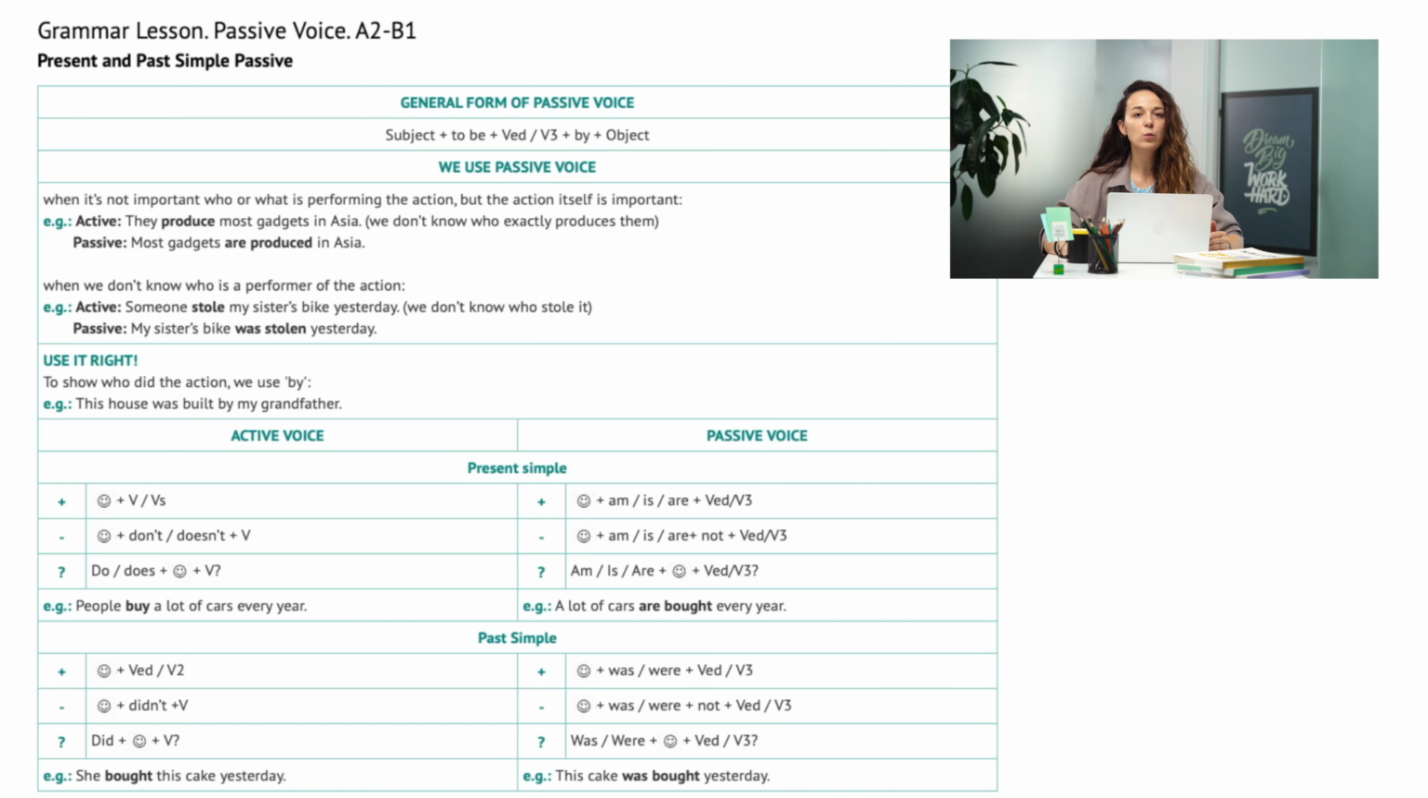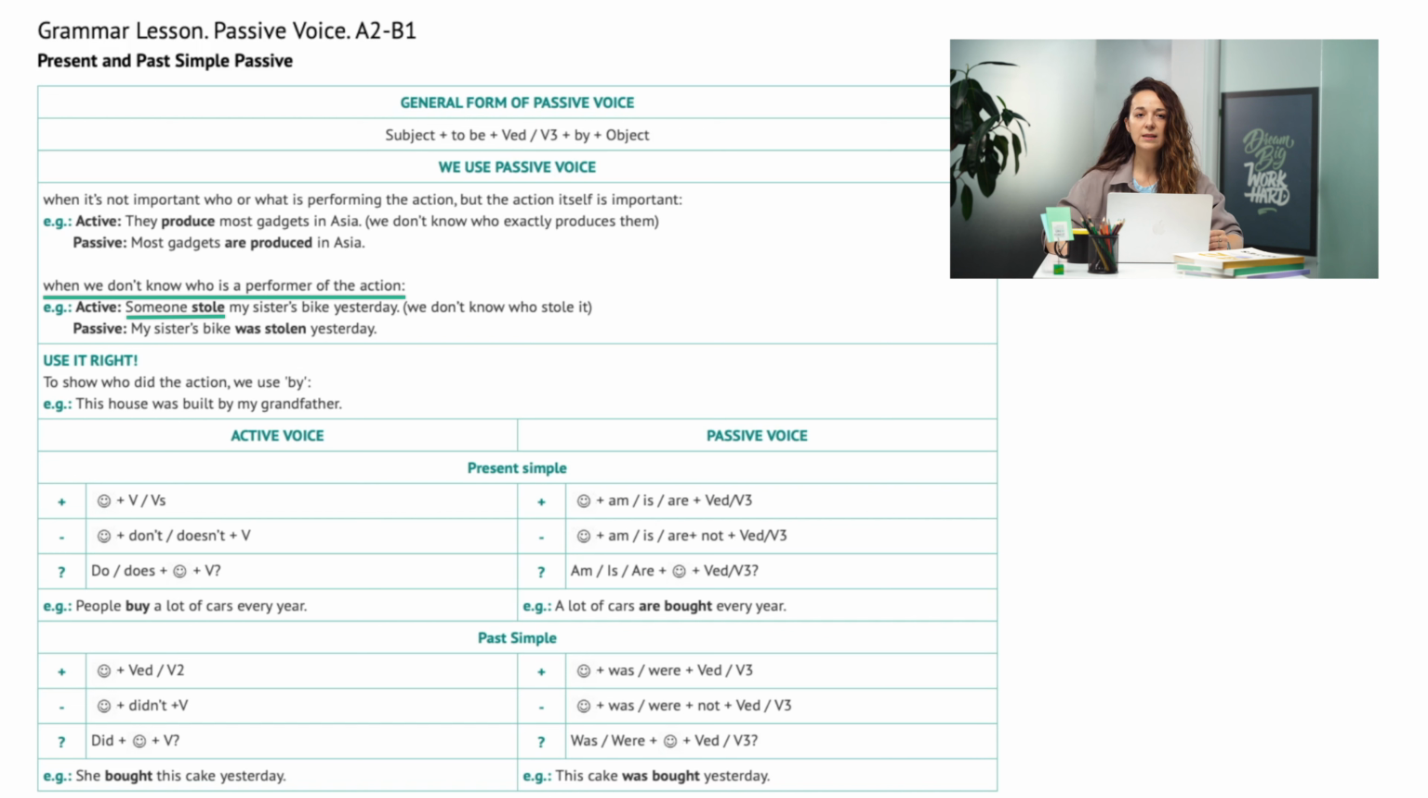The second case is when we don't know who does or did the action, so we literally can't start the sentence with a doer. For example, someone stole my sister's bike yesterday. We don't know who it was, or we would call the police for sure. Let's turn the sentence into passive voice. We'll start with what, my sister's bike. The sentence is in past simple, so we'll use was and past participle of steal, stolen, plus yesterday. We don't need to add someone here because this gives us 0 useful information. So, my sister's bike was stolen yesterday.